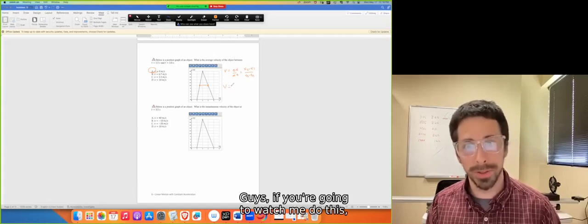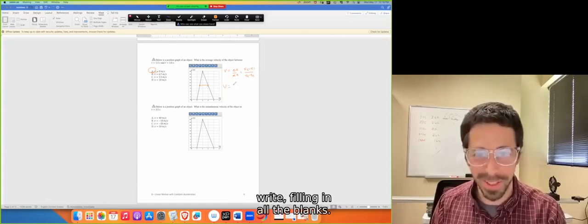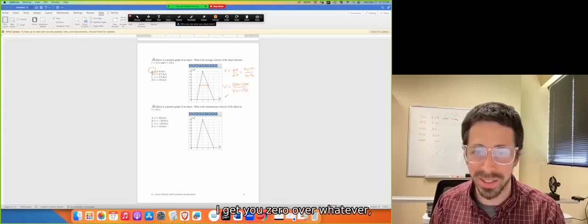Guys, if you're going to watch me do this, you're going to see me do this nitty gritty, filling in all the blanks. 10 meters minus 10 meters all over 3 seconds minus 1.5 seconds. That gets you 0 over whatever, which is 0 meters per second.